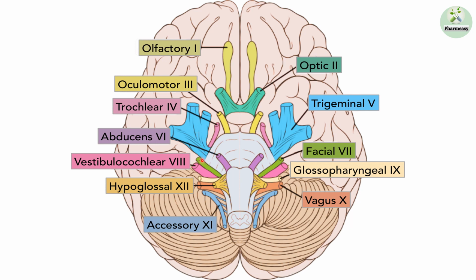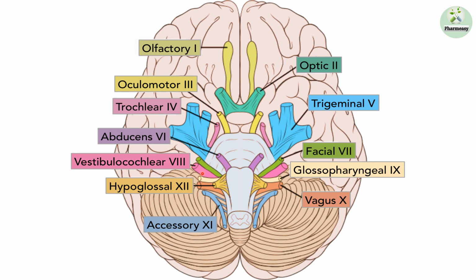Facial nerve or seventh nerve. Vagus nerve for controlling digestion and heart rate or 10th nerve. Hypoglossal nerve for tongue movement or 12th nerve. Abducens nerve for movement of eyes or 6th nerve.